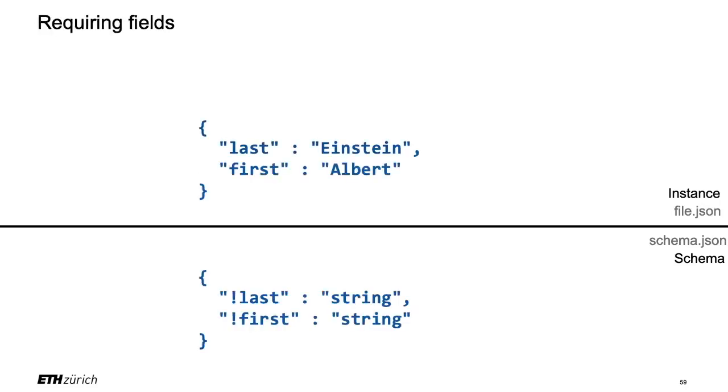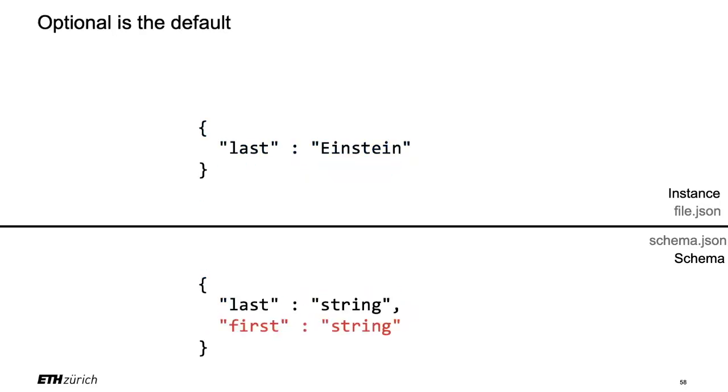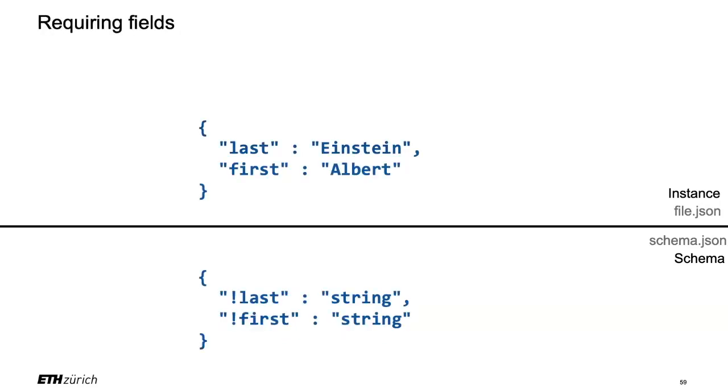Okay. Now, what if I don't want it to be optional? What if I want to say in my schema, last has to be there, first has to be there? Well, in the compact form of the syntax, just adding an exclamation mark does the trick, right? So if I say exclamation mark last, it means it's required, it has to be there, and first has to be there. So now my instance documents have to have these two keys, and they have to be strings, right? So again, my instance document on the top is valid against my schema at the bottom.